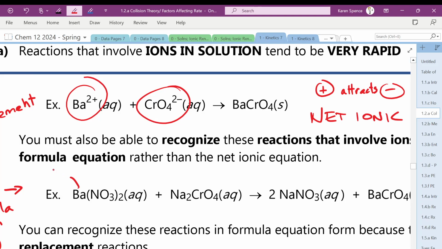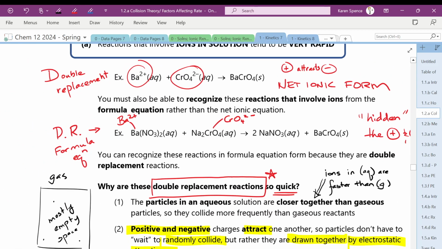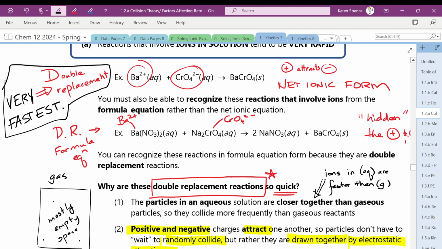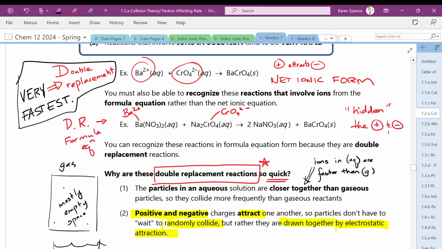But don't forget, we really have barium 2+, and CrO4 2-. So we do have those ions in solution, okay? So don't miss the hidden ions. So double replacement is the absolute, the very fastest. Other ions in solution are also fast, but not quite as fast as double replacement. And we'll take a look at why.